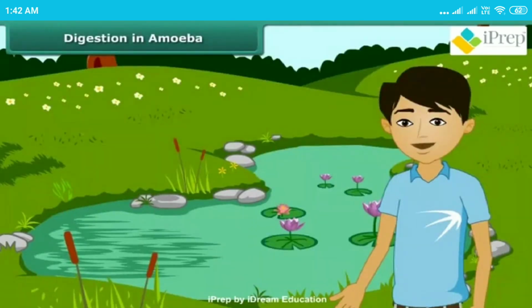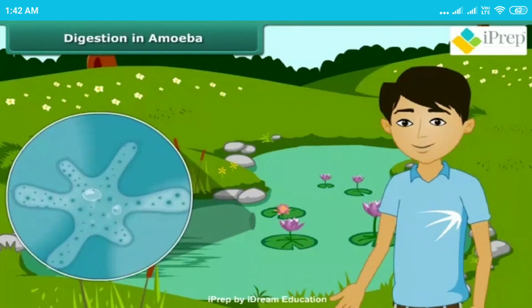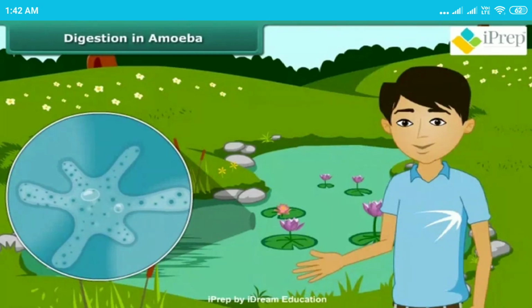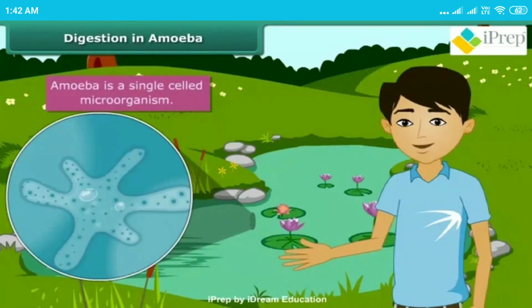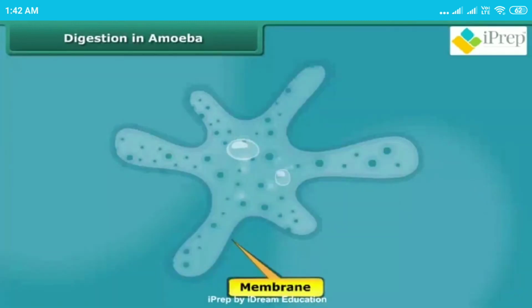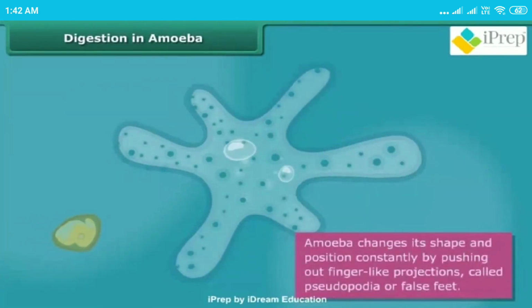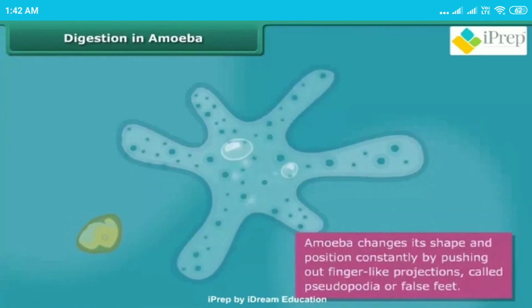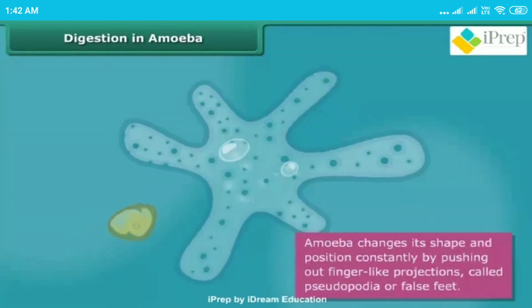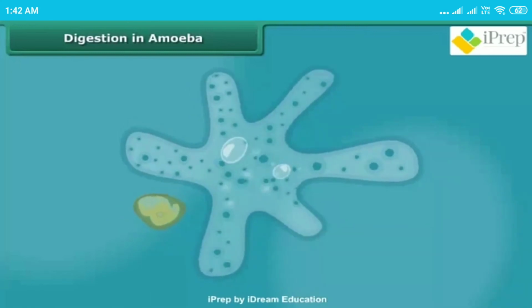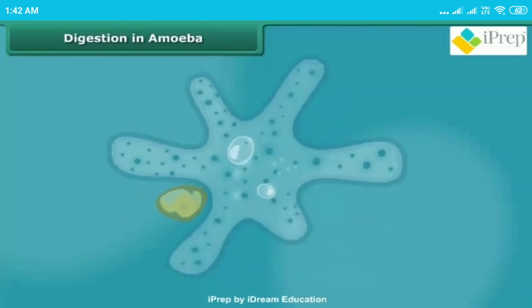You will be surprised to know that there are certain organisms which do not have a mouth and a digestive system, yet they digest food. This organism is amoeba, which is found in ponds. It is single-celled, and you cannot see it with the naked eye. It has a cell membrane, a rounded nucleus, and vacuoles in its cytoplasm. It changes its shape and position constantly by pushing out finger-like projections called pseudopodia or false feet, and captures some microscopic organisms as its food.